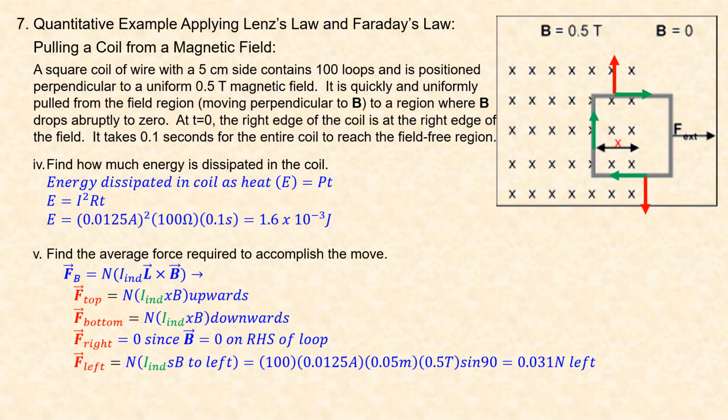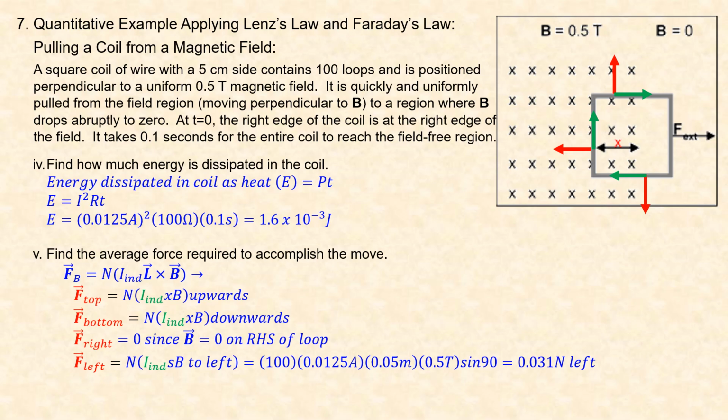So I'm showing you with the green arrow here, that's the direction of the induced current. Place the fingers of your right hand along that vector, that's the vector L, in the direction of the induced current, let them curl inwards into the plane of the paper towards the second vector B, and you will see that the direction of that cross product, the direction of that force, is to the left. And when we plug in the numbers, it has a value of about 0.031 newtons.